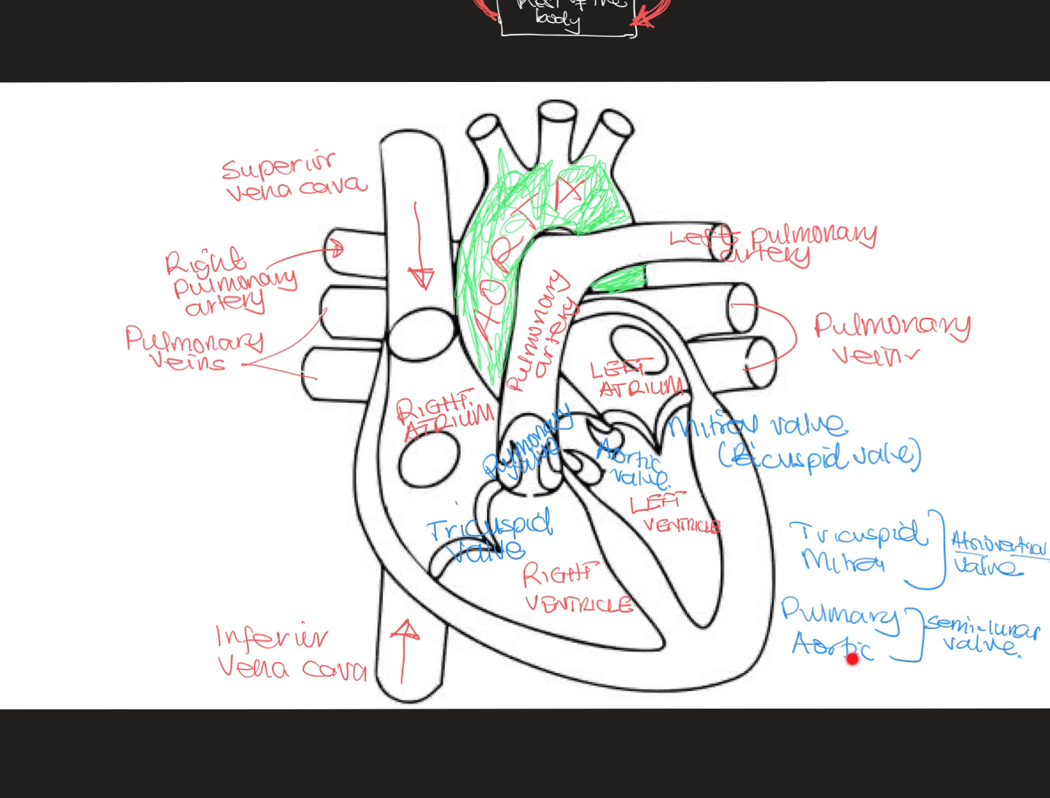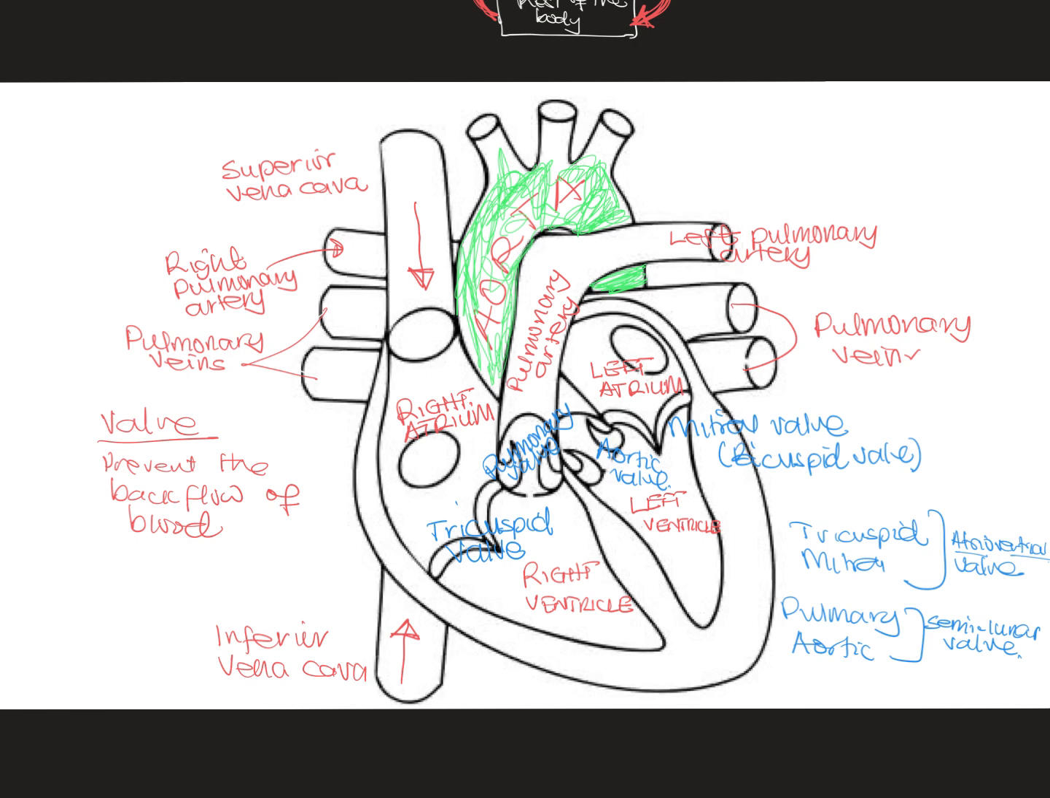The aortic and the pulmonary are called semilunar valves. Semi means half, lunar means moon. So the shape looks like a half moon. But what is the function of the valves? The function of the valves is to prevent the backflow of blood. Okay? Remember that the veins also have valves, and the function is to prevent the backflow of blood. So what does that mean? We said that the valves prevent the backflow of blood.